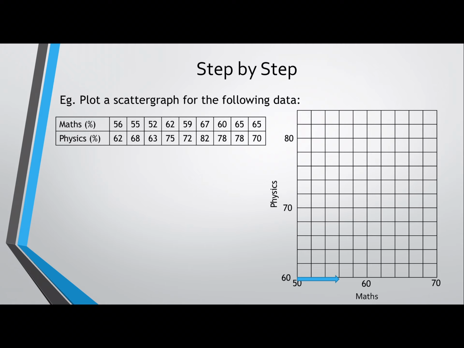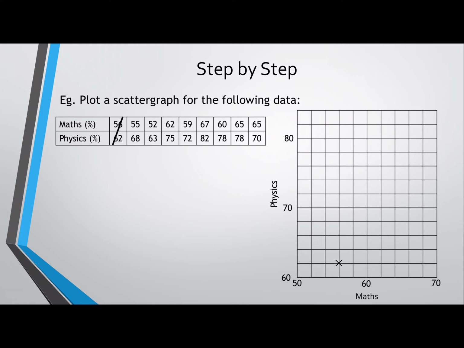So looking at our physics one, again, I've got 60, and I've got 5 boxes up to 70, so each one is 2. So to go up to 62, I'm just going up 1 box, and then I put a cross where those 2 are. So we're going along to 56 with the maths, up to 62 with the physics. Put a cross there, and as you can see as well, I've scored out on my table the results so that I'm not duplicating it or doing it again or missing anything out as I go.